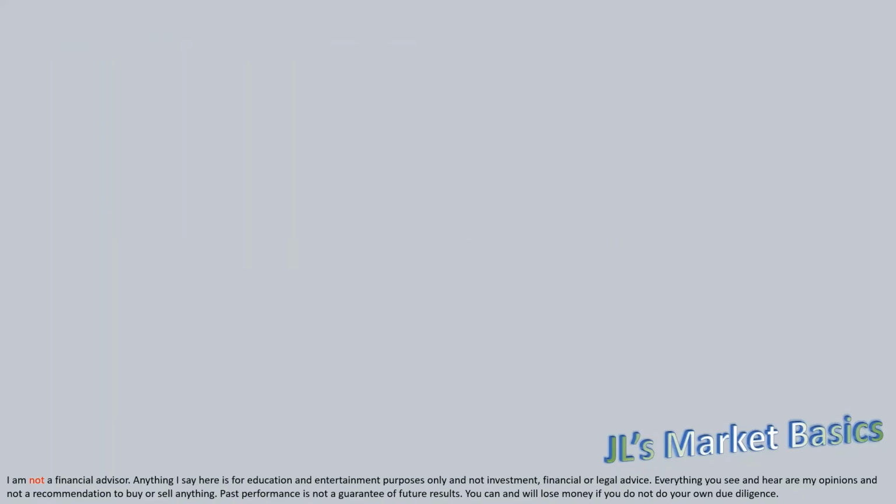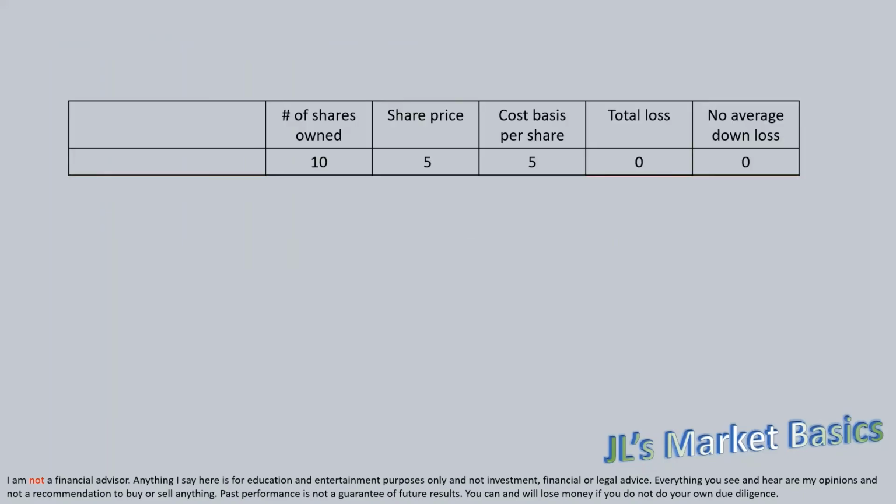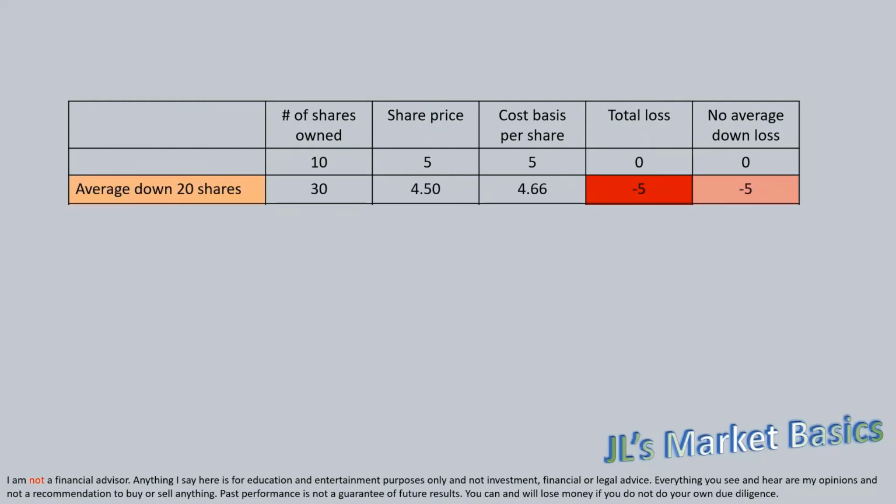For example, suppose a person buys 10 shares of company XYZ. They pay $5 per share. But the share price goes down to $4.50, that's a loss of $5. So they try to average down and buy 20 more shares, so their new cost basis is $4.66. Seems cool, it's only 16 cents away from the current price, and they're still down only $5.